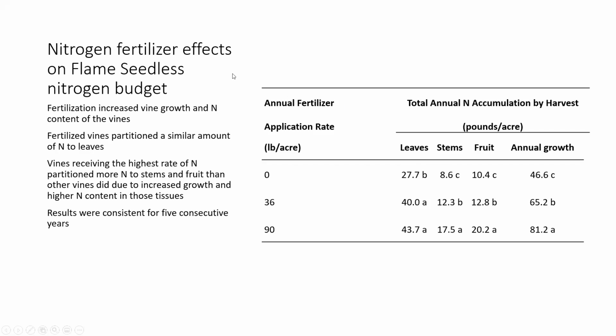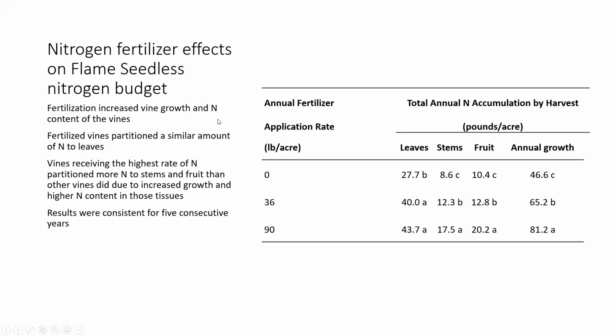We also took this information and developed a nitrogen budget for these vines. So this table shows you the annual application rate in pounds per acre of nitrogen, either 0, 36, or 90. And then we have the total N accumulated by harvest in pounds per acre in the leaves, stems, fruit, or the annual growth.